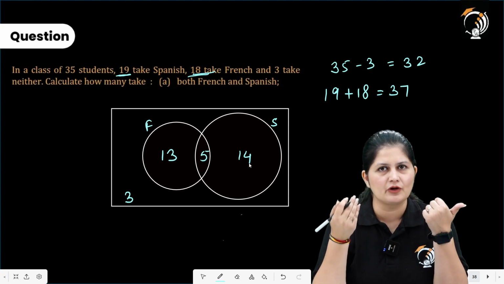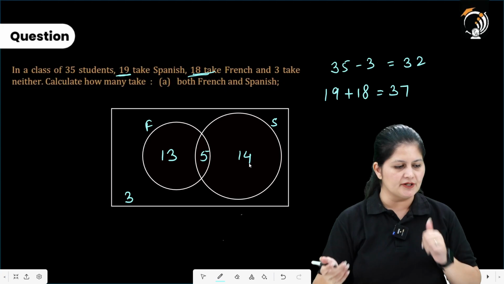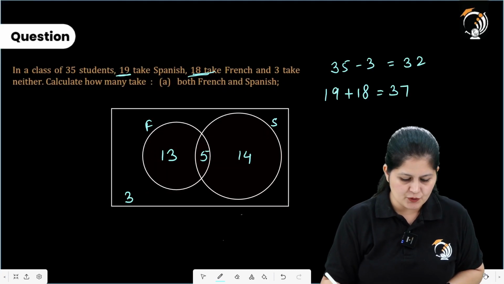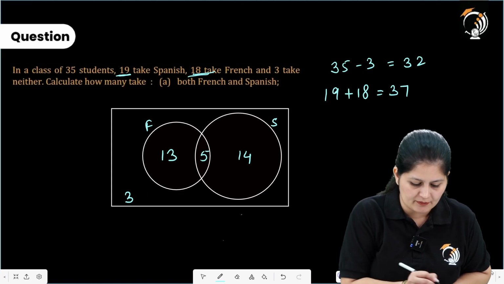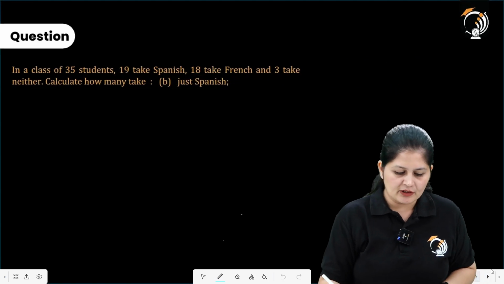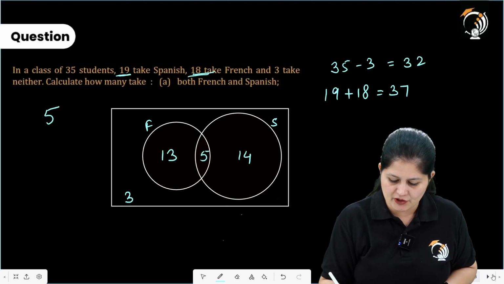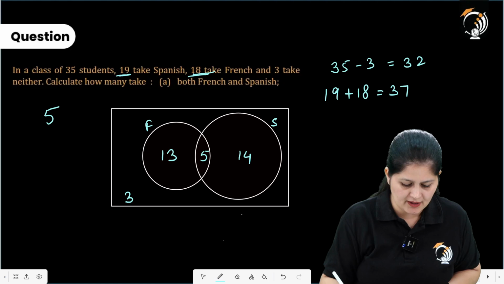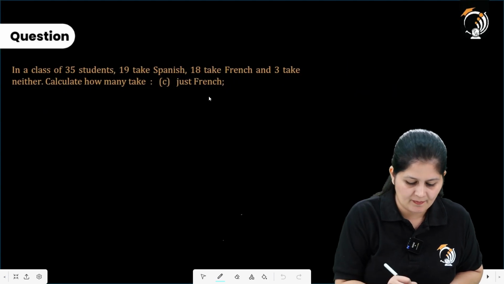Understood how we are going to make this Venn diagram? So the answer to the first one, those who take both French and Spanish, is 5. The ones who take just Spanish are 14. And the ones who take just French are 13. Understood?